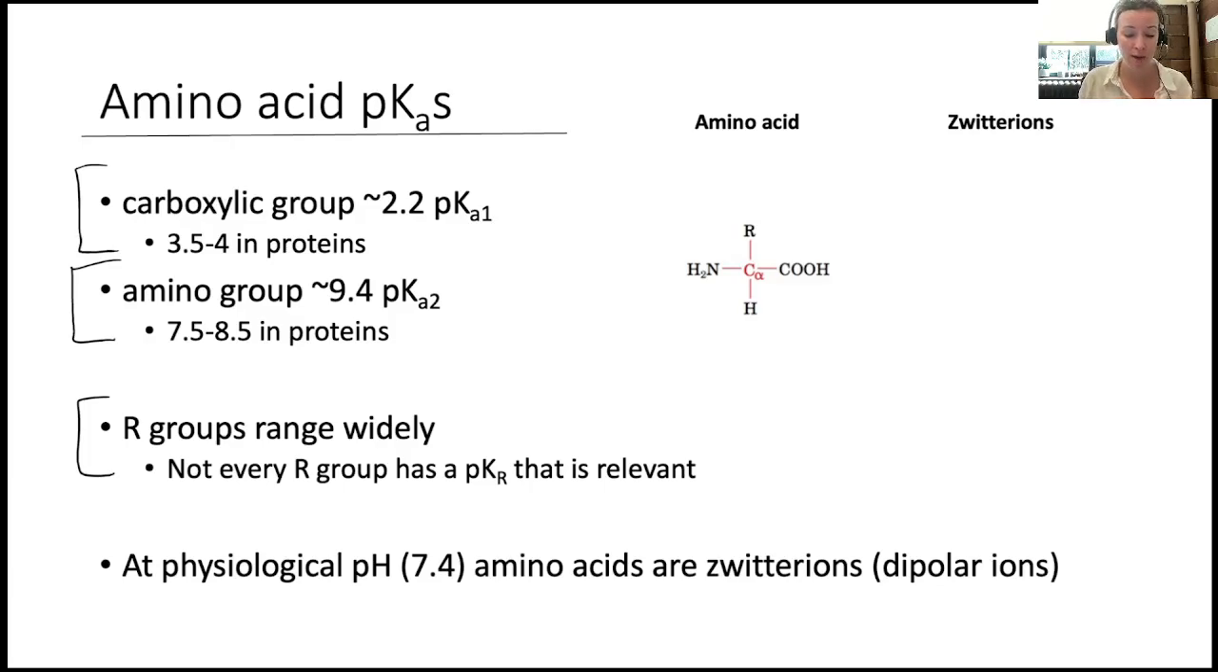Let's start with the carboxylic acid group. The carboxylic acid group has a pKa of about 2. Physiological pH is about 7. pH is greater than pKa.